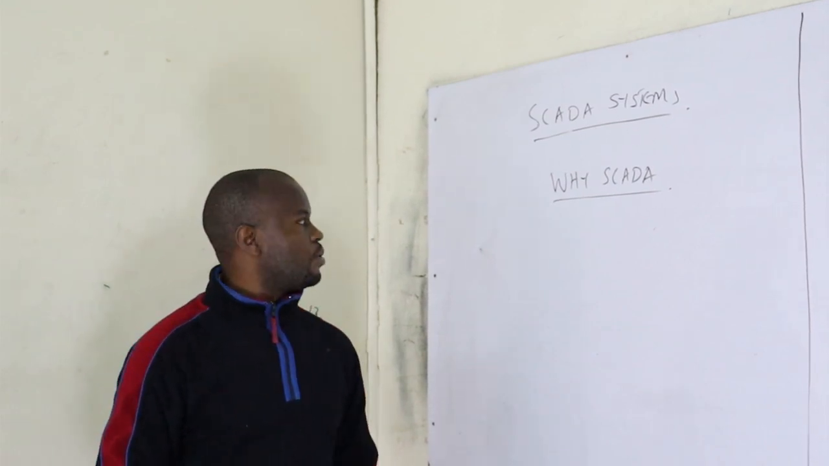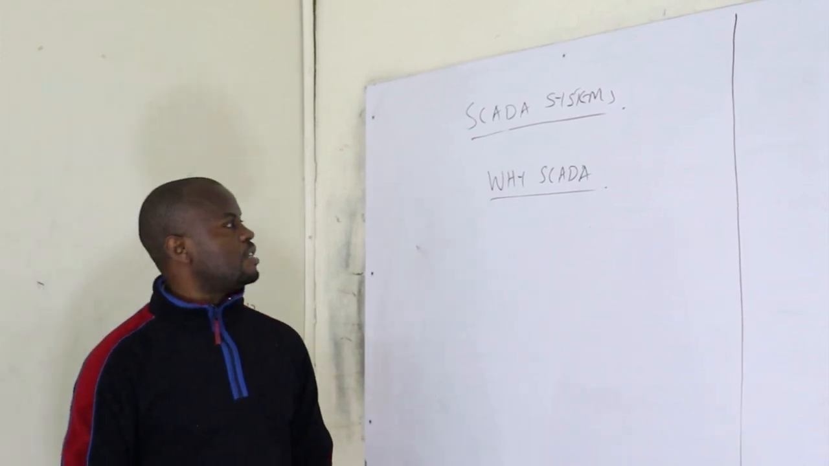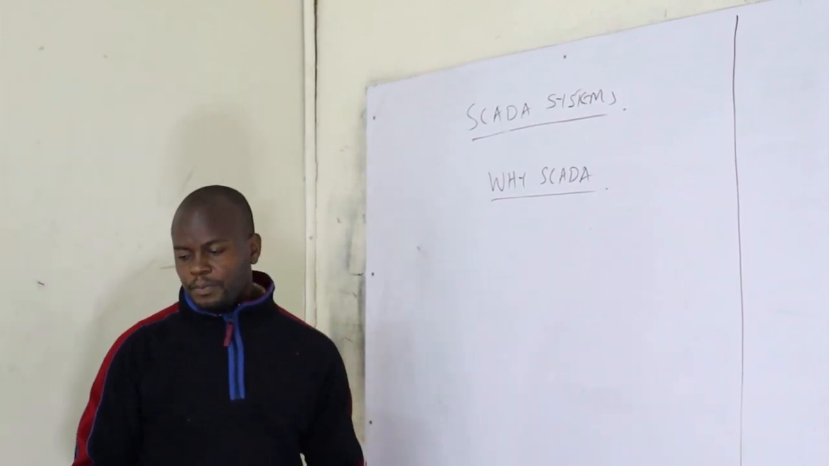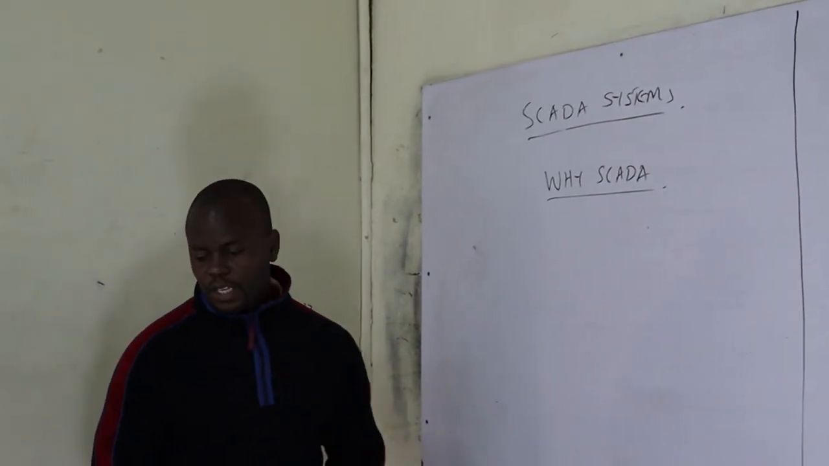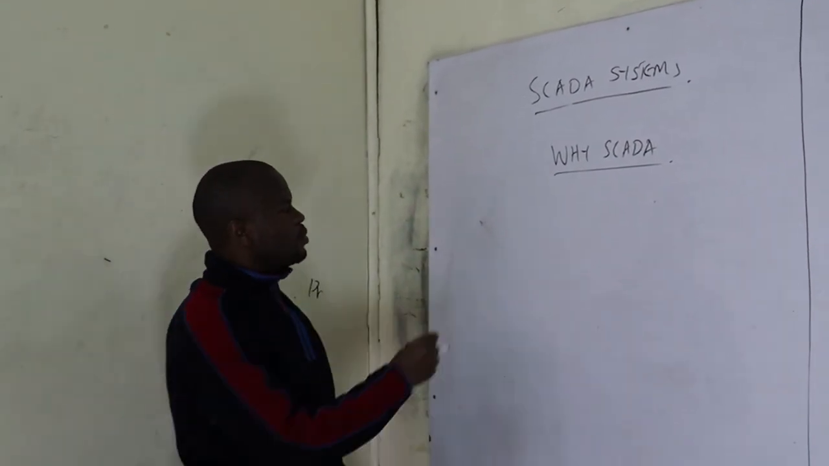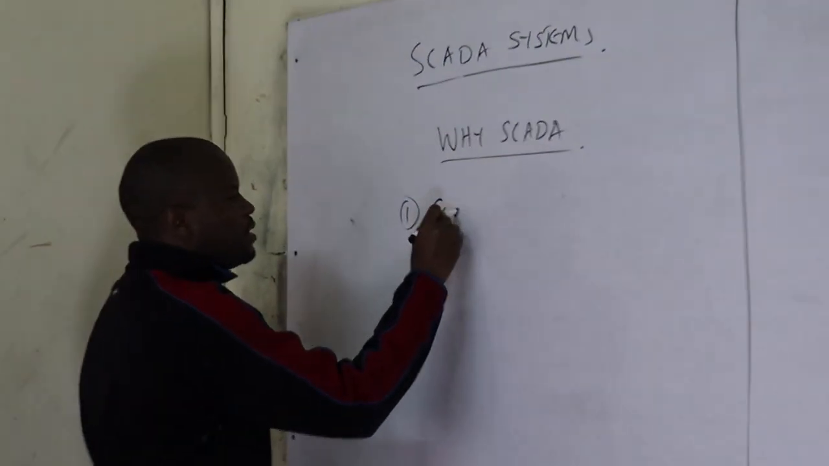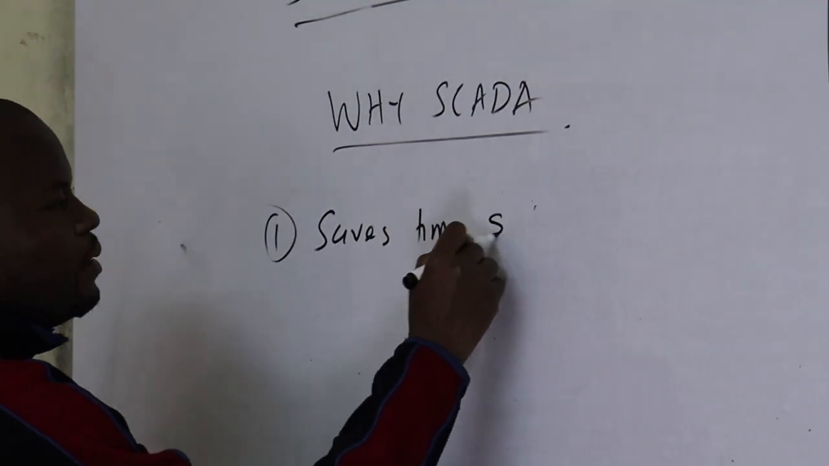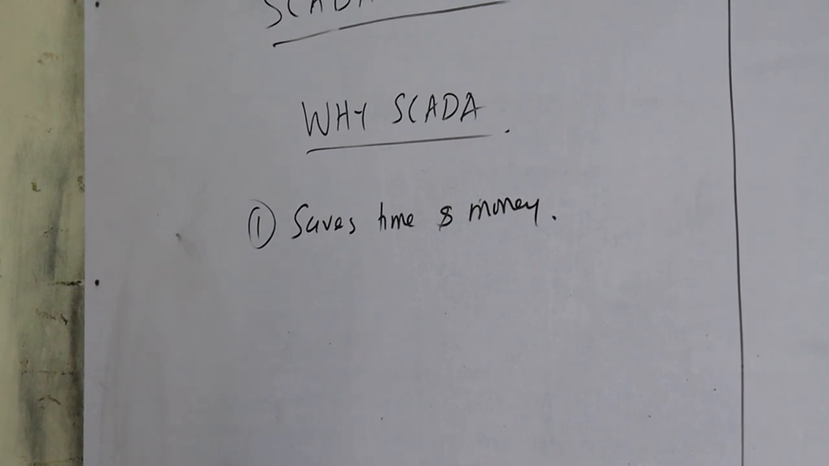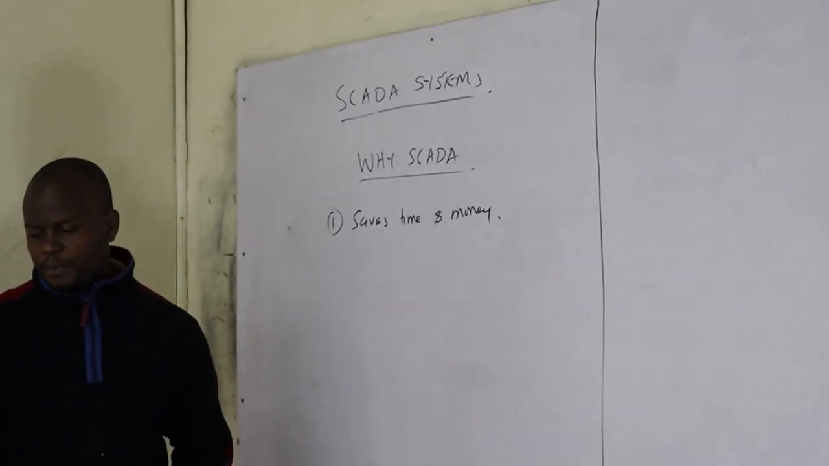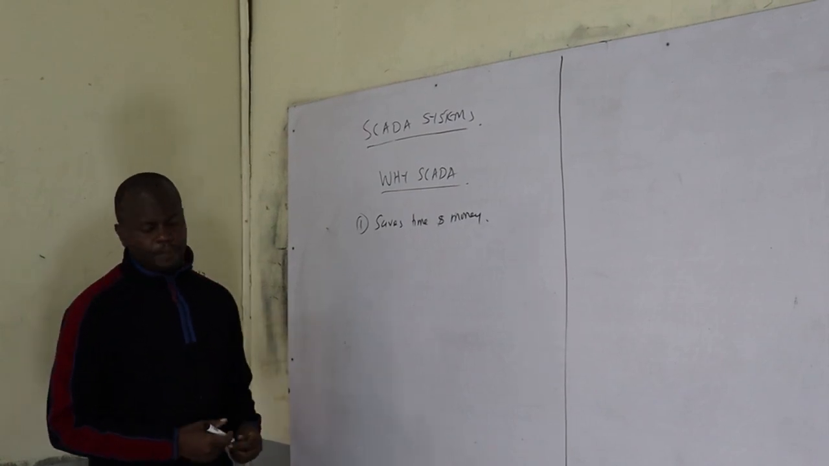Again, there is also an aspect still under saving time. There is the increased production efficiency of a company, and it is cost effective for power systems. And again, it saves a lot of energy. So the first advantage that we talked about is that it saves time and money. We've talked about less traveling, reduced manpower, saving energy, and a cost-effective power system.